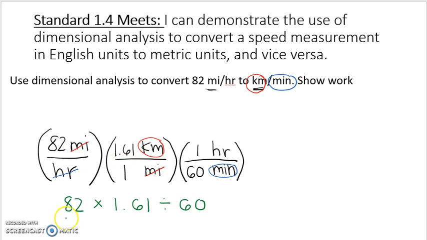Now that I know I take 82 times 1.61 divided by 60, I can plug that into my calculator to get an answer. My answer is 2.20. Now the most important piece to remember is at this point I need to remember what my units are. I have kilometers over minutes.